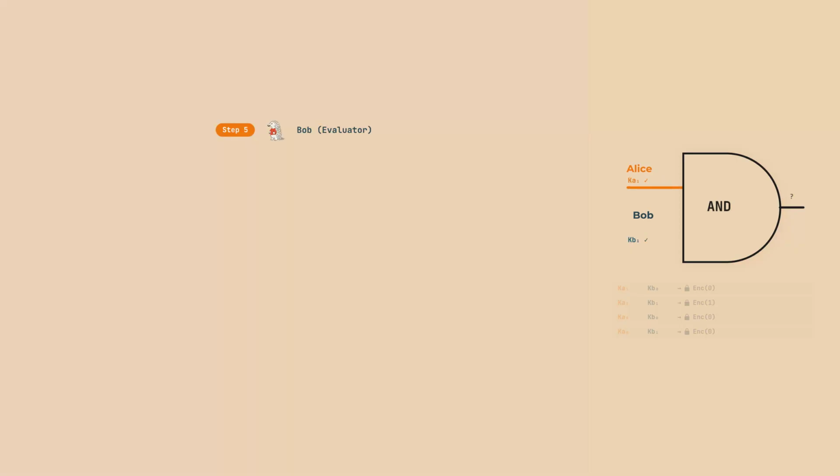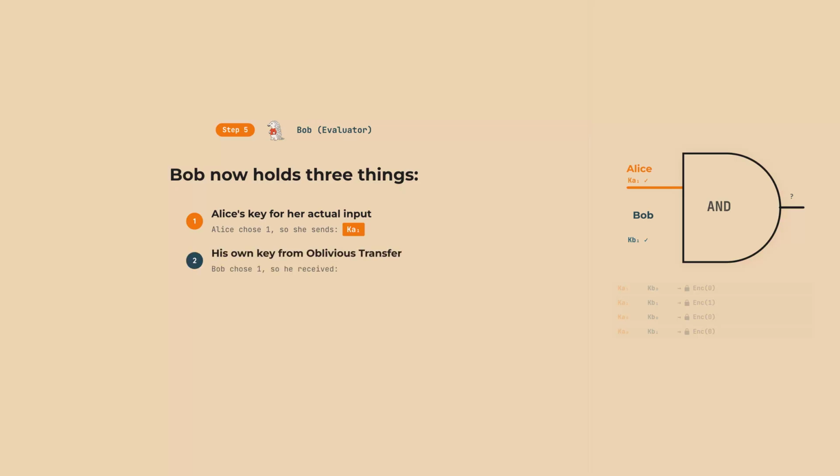Now let's look at what Bob has. 3 things. First, Alice's key for her actual input. She simply sends him the key corresponding to her choice. Second, his own key that he got through oblivious transfer. And third, the entire garbled table that Alice sent over. He has the keys, and he has the encrypted table. Time to decrypt.